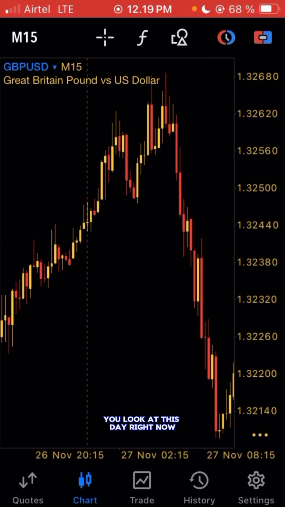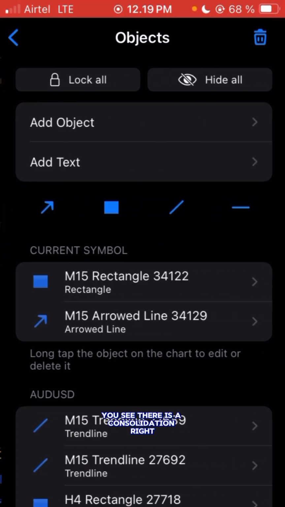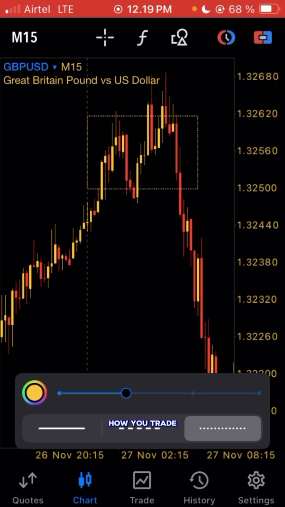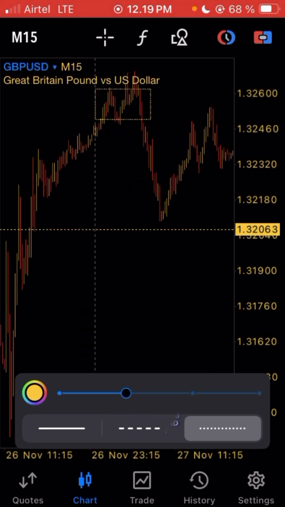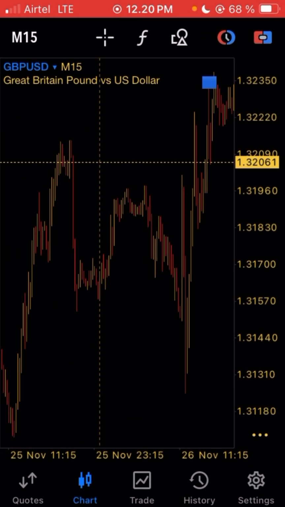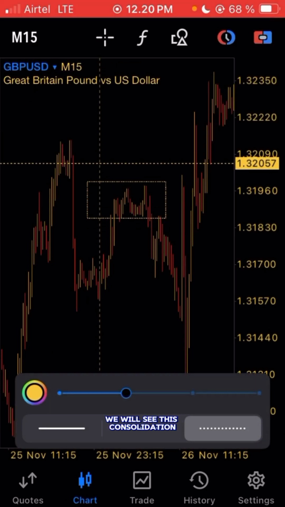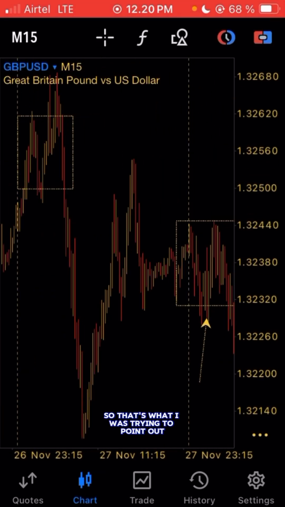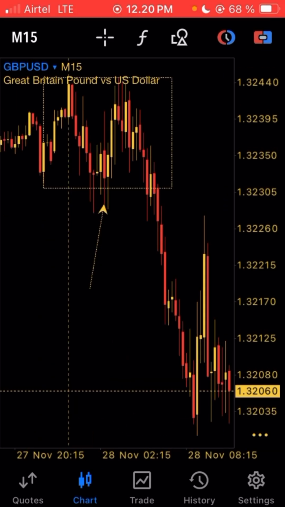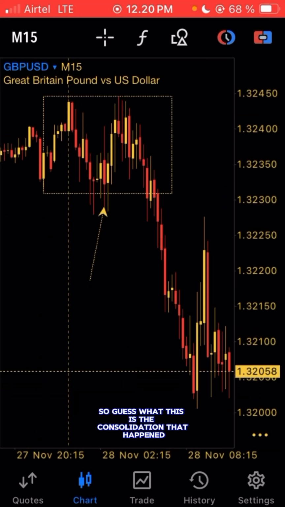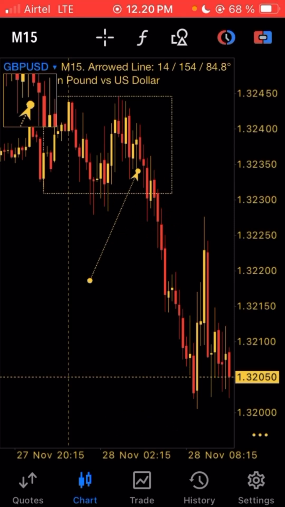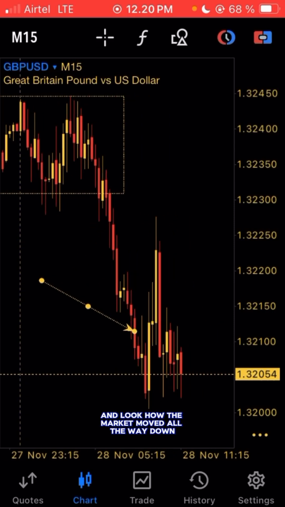You look at this day right now, you see there is a consolidation. I will also give you guys a video on how you trade these pairs during the sessions and all of that. So you see during this session, the market was consolidating. If we go back in time, we'll see this consolidation. So that's what I was trying to point out. Now let's go to the recent market move. This is the consolidation that took place, and this is the London session, and look how the market moved all the way down.